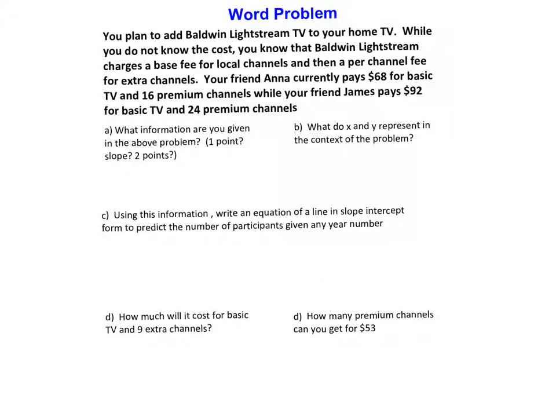Lastly, we're going to end by looking at a word problem. So it says you plan to add Baldwin Lightstream TV to your home TV. While you do not know the cost, you know that Baldwin Lightstream charges a base fee for local channels and then a per channel fee for extra channels. Your friend Anna currently pays $68 for basic TV and 16 premium channels. So that's Anna's situation. While your friend James pays $92 for basic TV and 24 premium channels. So here I see two different situations, and I see two pairs of information.